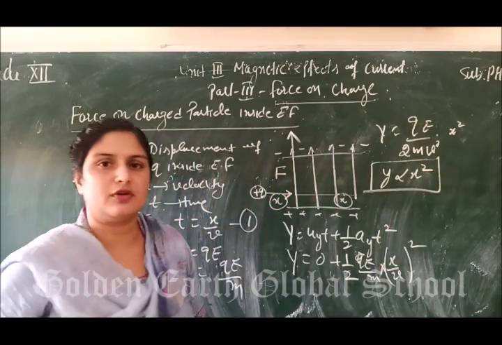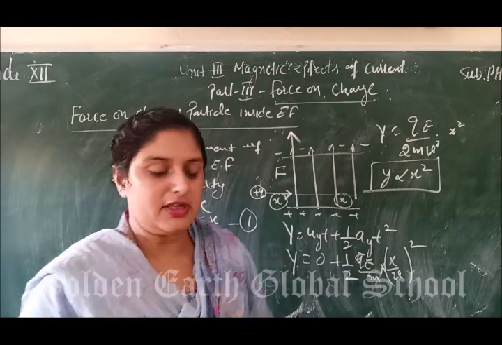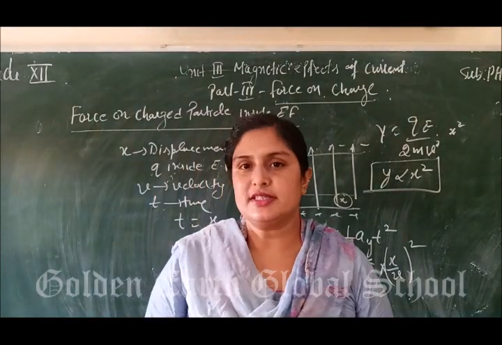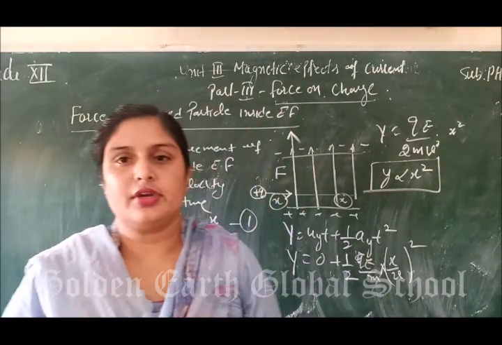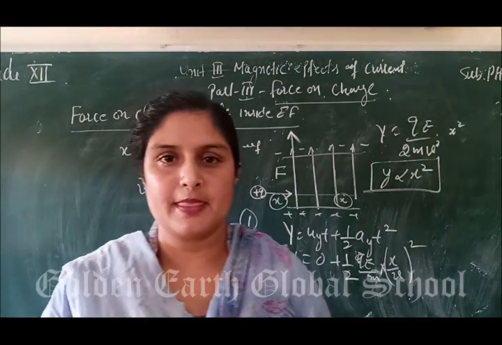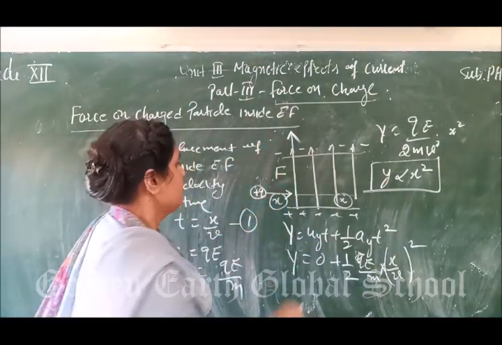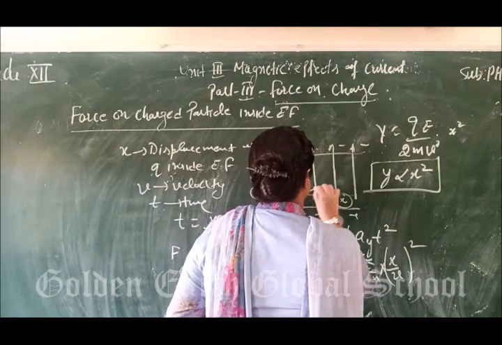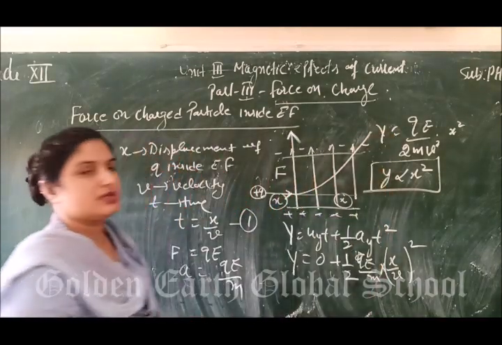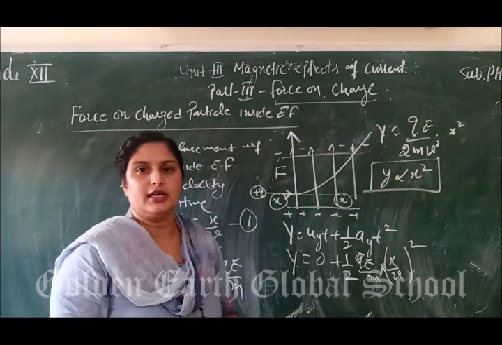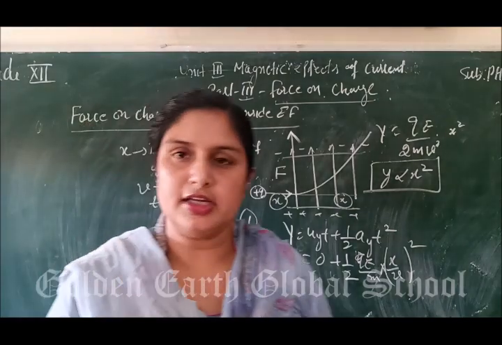This is the equation of a parabola. So whenever a charged particle is moving inside the electric field, the trajectory or the path of the particle will be parabolic. The particle inside the electric field will move like this. This is the trajectory of the particle inside the electric field.